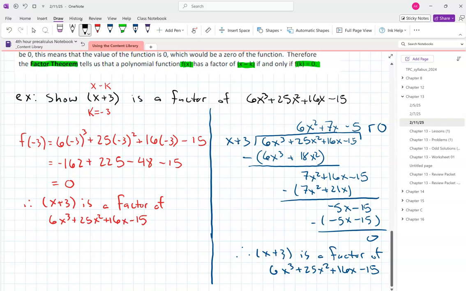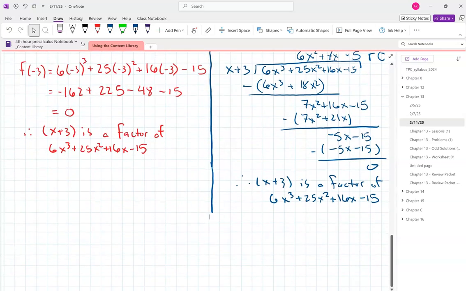So either way we're doing it is telling us the same thing, right? Which way seemed easier, the red or the blue? The red stuff, right? The red seemed way simpler, didn't it? Well, here's the catch, though.